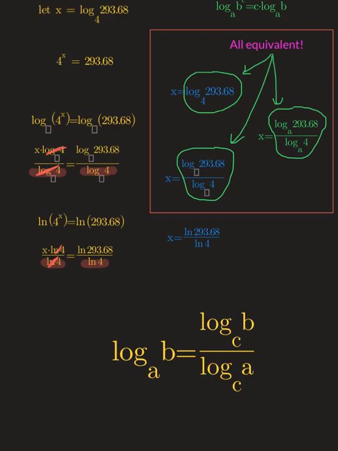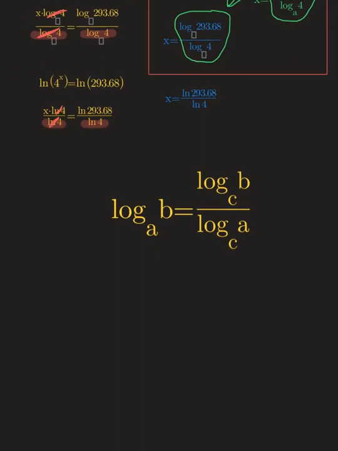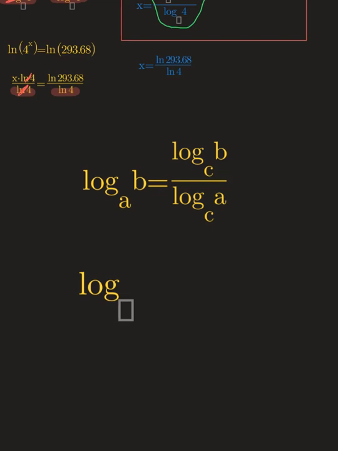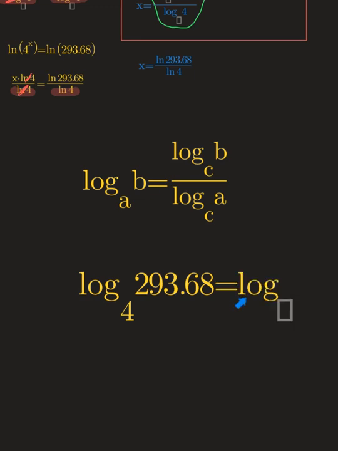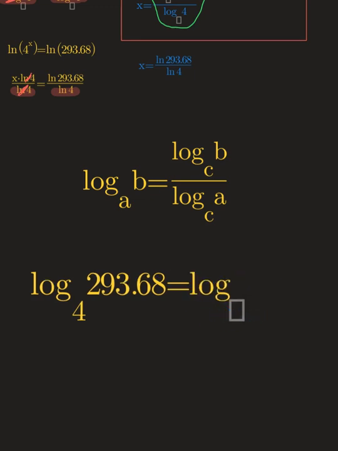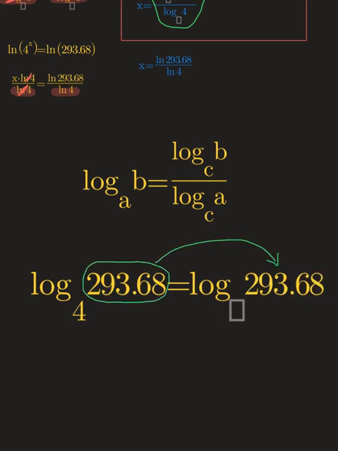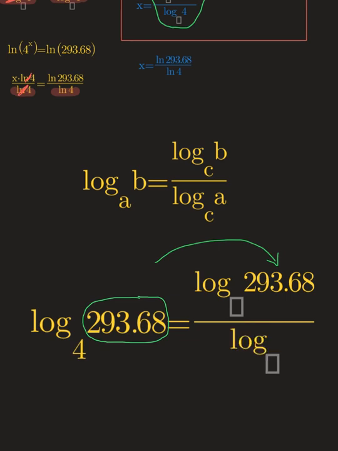How is that useful? Well, if at any time you're doing a problem and you have the log base 4 of 293.68, and you don't have a calculator that does it, you just simply do the log of whatever base your calculator does have of the top one. Take the answer, divide it by the log of that same base that your calculator does have of the bottom one, and you are good to go.